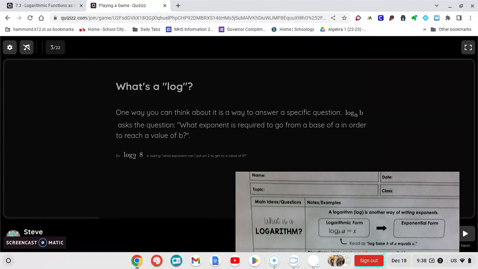When we think about exponential statements and an inverse of that exponential statement, which is a logarithm, sometimes called a log, the term logarithm tends to be very confusing to my students. So I started off by looking at the relationship between the numbers without using the terminology. One way you can think about a log is that it's a way to answer a specific question. Log base A of B is asking: what exponent would be required to go from a base of A in order to reach a value of B? So log base 2 of 8 is asking me, what exponent can I put on 2 to get a value of 8?